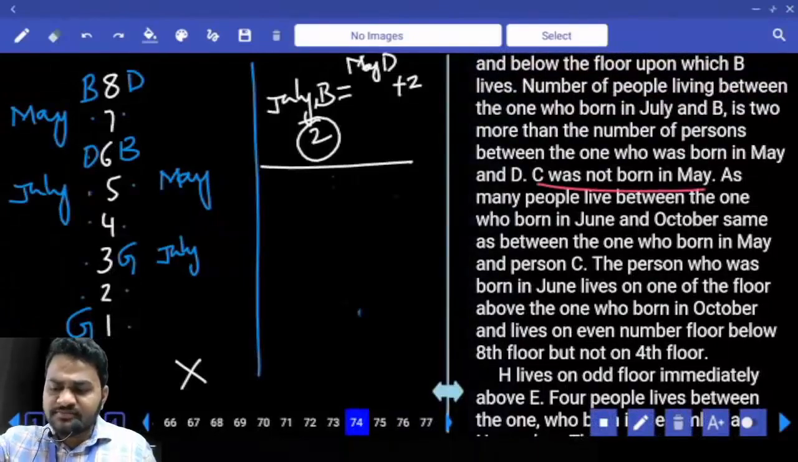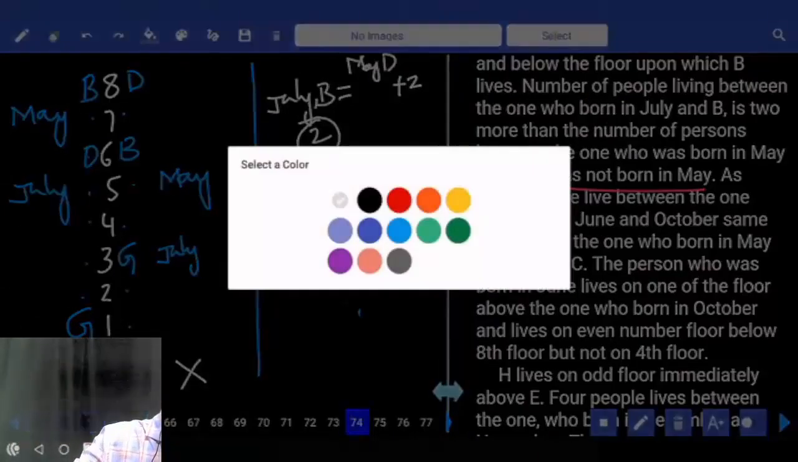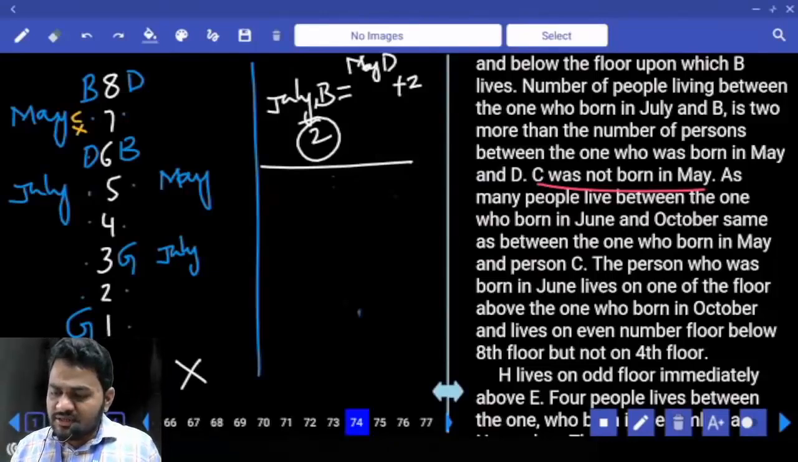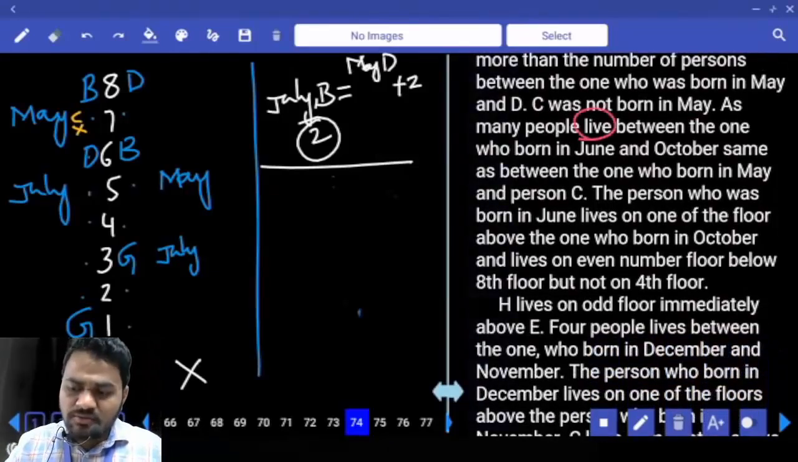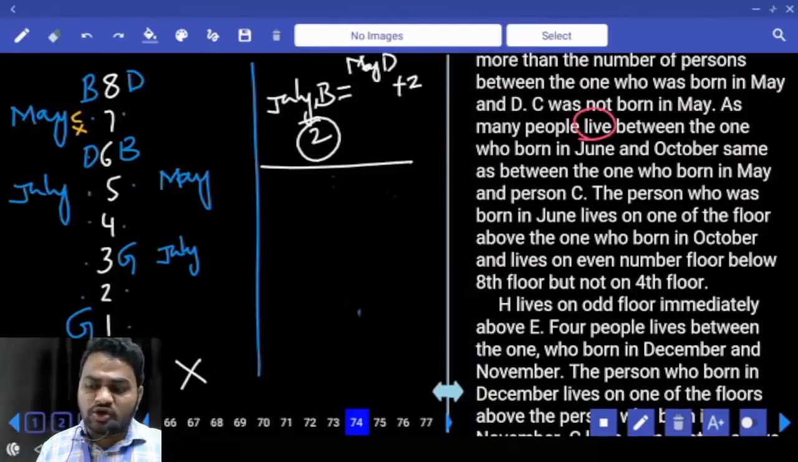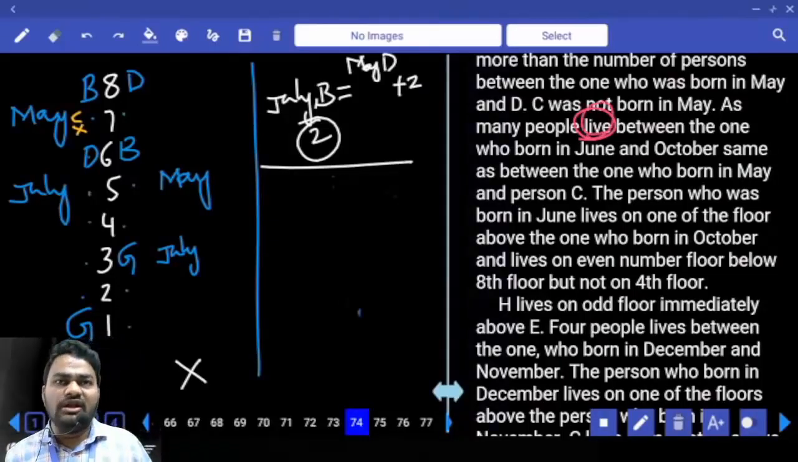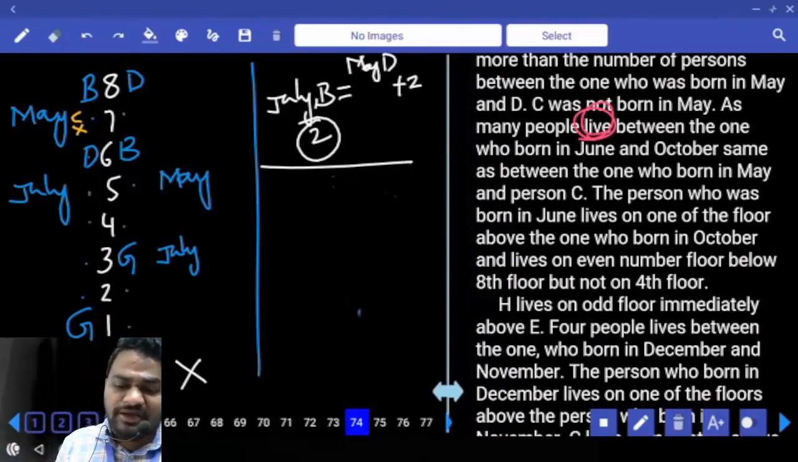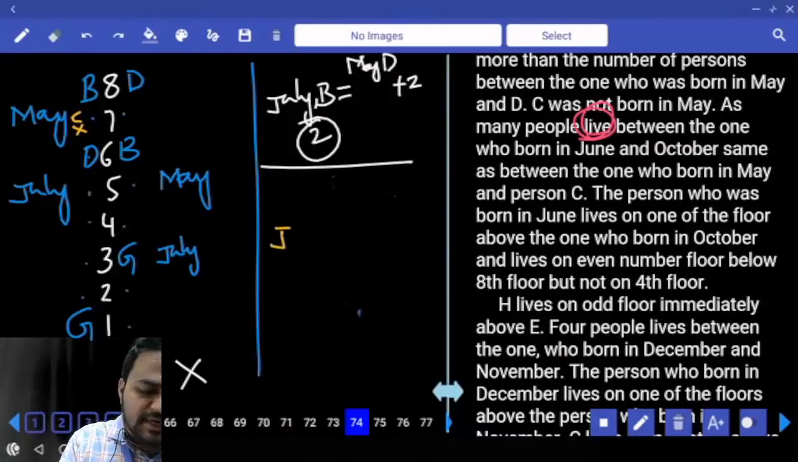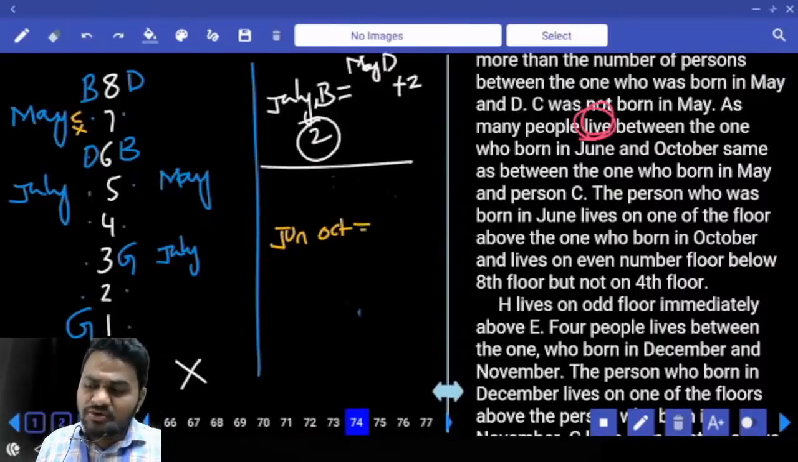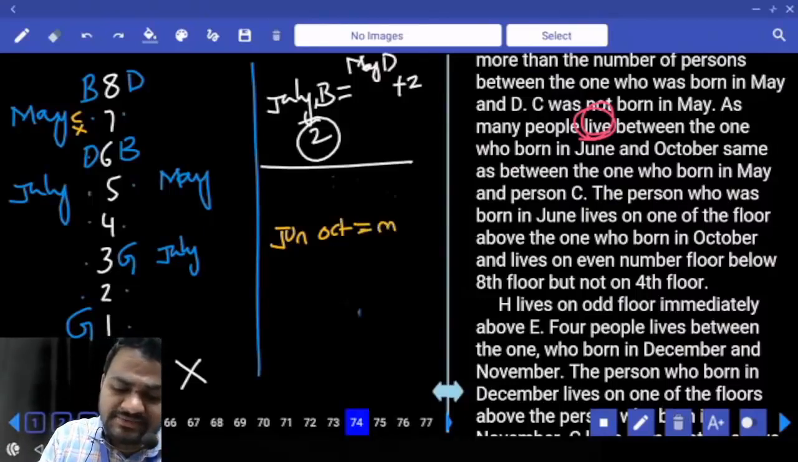The next condition here, C was not born in May. So already we fixed May, but C was not born in May, so you cannot place C here. And the next condition, as many people live between the one who born in June and October, same as between the one who born in May and person C. So they are talking about living itself. Whatever the number of persons between June and October, that is equal to number of persons between May and C.